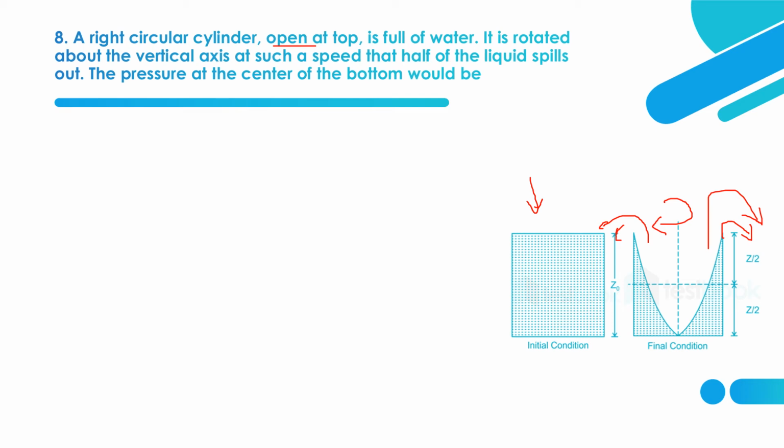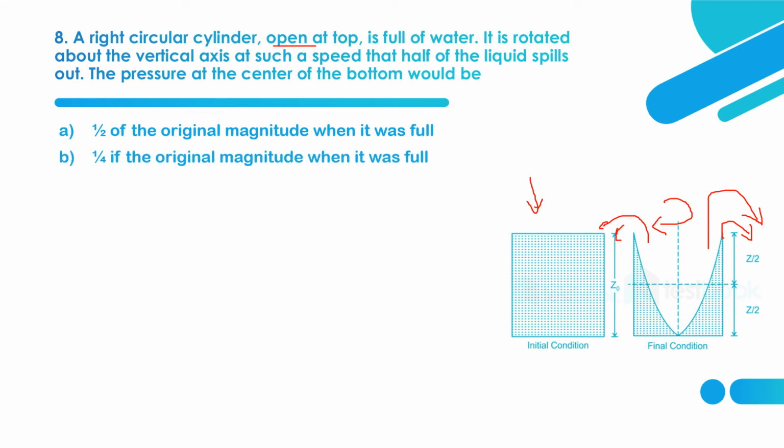The pressure at the center of the bottom would be. Here we have to find the pressure at the center of the bottom. Option A, half of the original magnitude when it was full. Option B, 1 by 4th of the original magnitude when it was full. Option C, no change, unchanged. Option D, 0. So what will be the pressure at the center of the bottom after rotating at such a speed that half of the liquid spills out? You can refer to the diagram itself, you can get the answer.